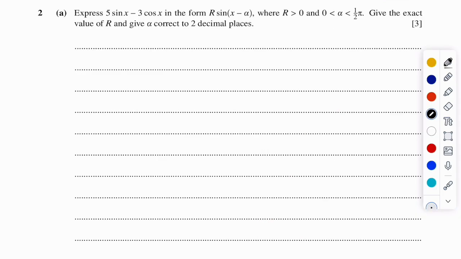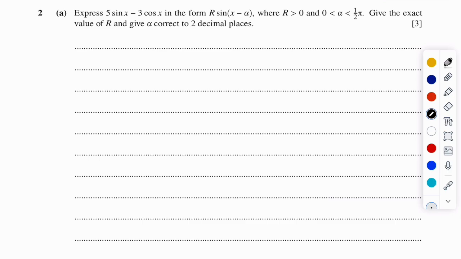Alright guys, now for number 2. Okay, number 2a, we've got the following question. It says, express 5 sine x minus 3 cos x in the form r sine of x minus alpha, where r is bigger than 0 and alpha is between 0 and pi over 2. Okay, it wants the exact value of r and it wants alpha to 2 decimal places. So we have to recognize a few givens here.